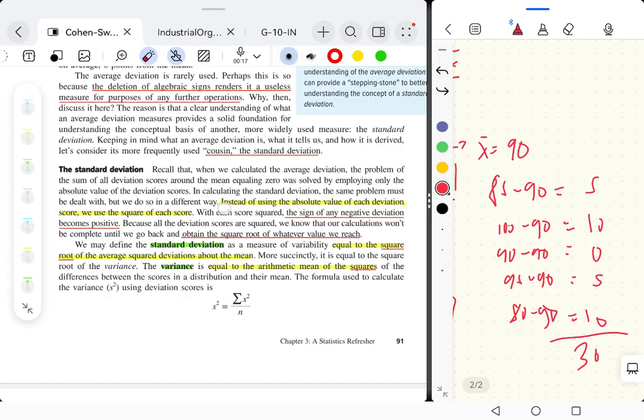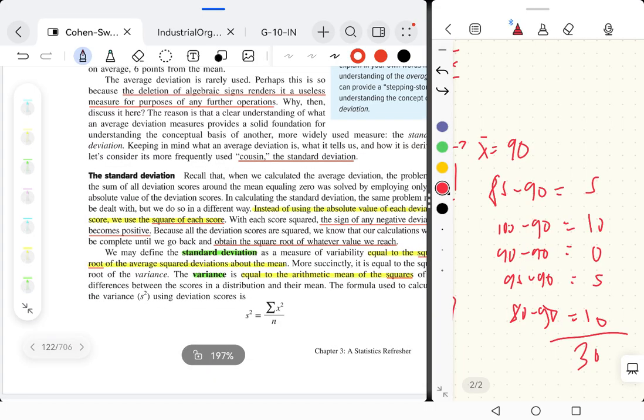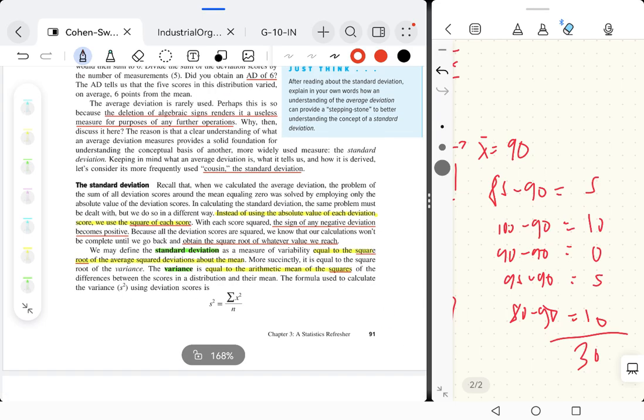So instead of using the absolute value of each deviation score, we use the square of each score. I'm going to emphasize the square of each score here, because once you square the score, it automatically becomes positive despite it being negative. For example, you get -9, you square it, it becomes positive 81 because you multiply it by itself. Come on, it's PEMDAS. It's common math.